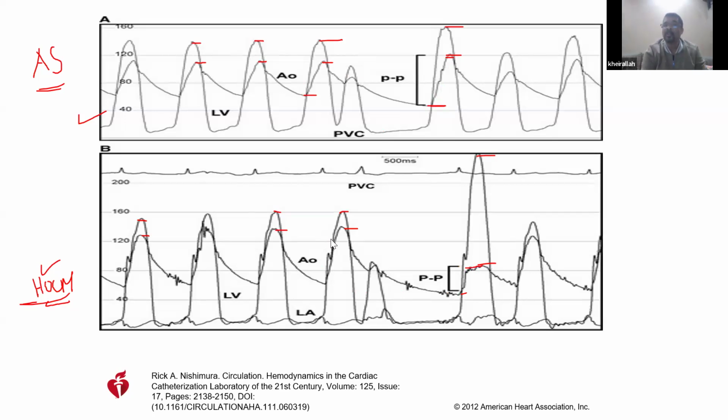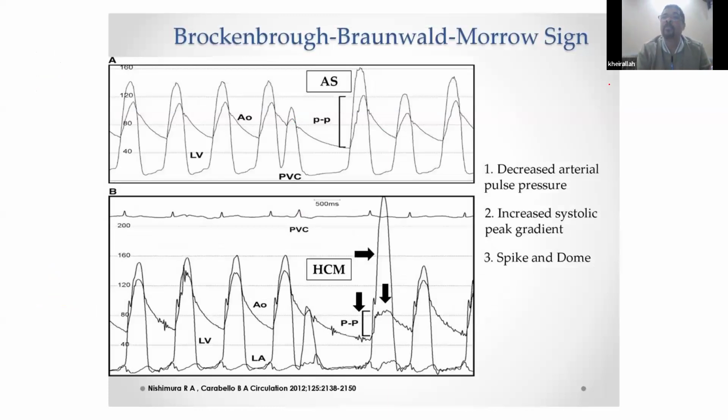This is called the Brockenbrough-Braunwald-Morrow sign. It is a very important diagnostic sign of HOCM. What is it about? The most important description of it is number one: decreased arterial pulse pressure. Now, increased systolic peak pressure happens, but it does not distinguish between AS and HOCM, because in both of them it increases.